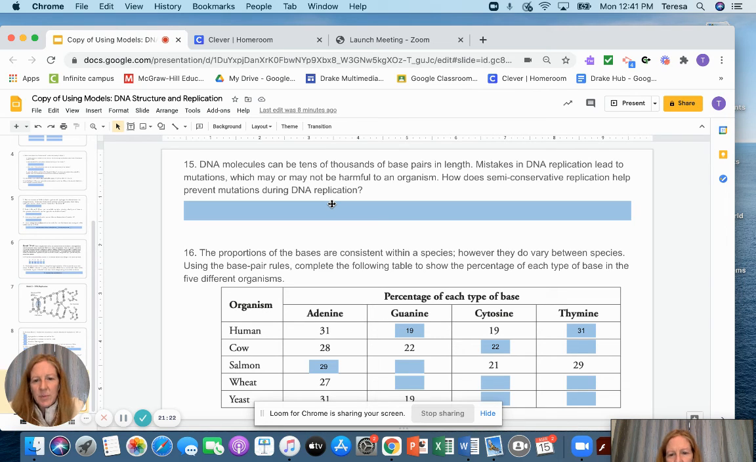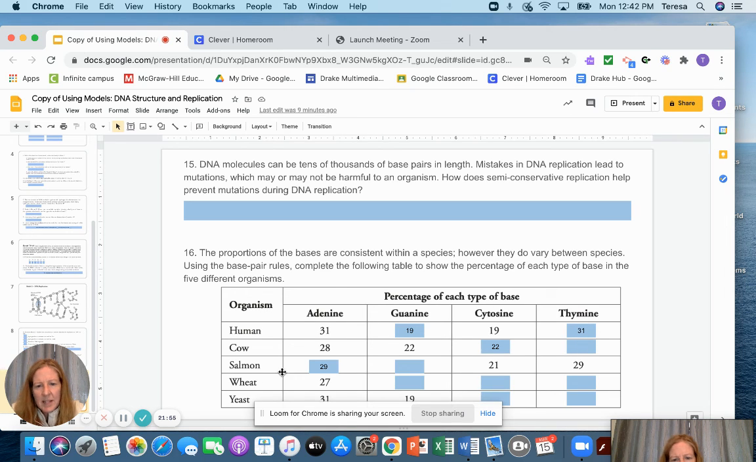Okay, and then the last part of this assignment is looking at the percentage of each type of base in some different organisms. I did the first one for you. You'll see adenine and thymine are always going to be equal in amounts. Guanine and cytosine will always be equal in amounts. So if we have adenine at 28%, guanine at 22%, cytosine at 22%, how much thymine will there be? Well, thymine and adenine always have to be equal. So that means if there's 28% adenine, there has to be 28% thymine.